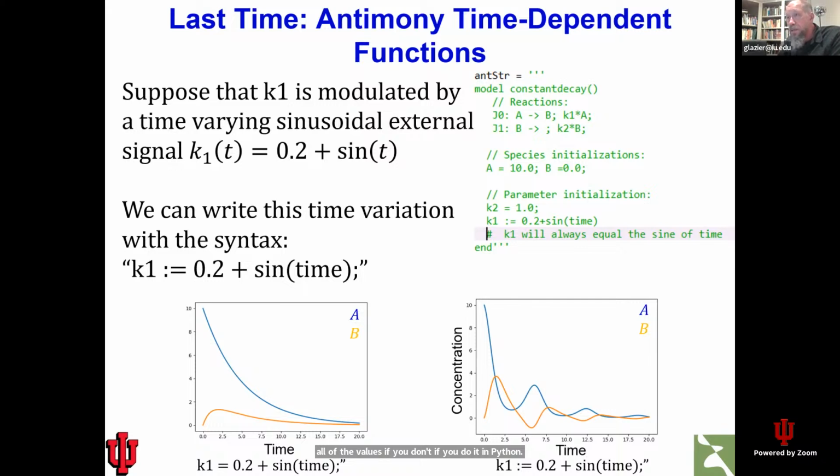The colon equals has a problem, though, that you're not allowed to overwrite the value of K1 here from Python. So if I say K1 colon equals 0.2 plus sine of time, and then in my Python I say M2 dot K1 equals something, that will throw an error. I'm not allowed to overwrite it. So sometimes you have to think a little bit about how to use it, because you'd like to be able to do both.